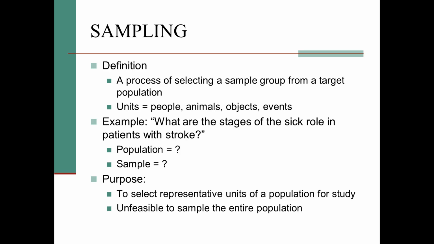Sampling, as you know from that assignment a couple of weeks ago, has to do with finding the people or things in your study. Most research that nurses do relates to people, but it might also be animals or objects or events. For the majority of us, we're going to be looking at people and ask something like, what are the stages of the sick role in patients with stroke? So the population would be anyone who's had a stroke, and then the sample would be the group that we collect to be in the study.